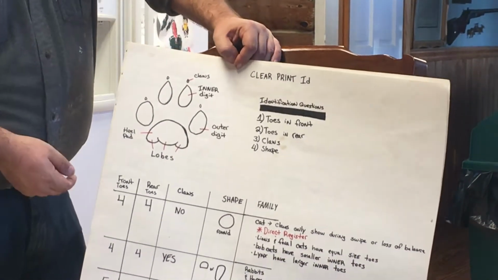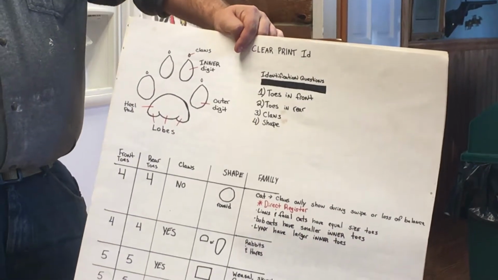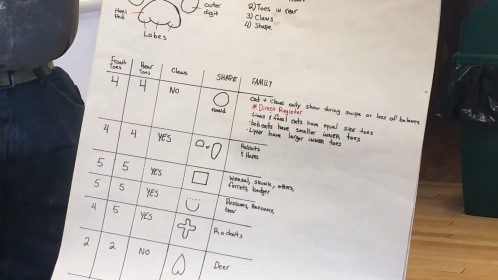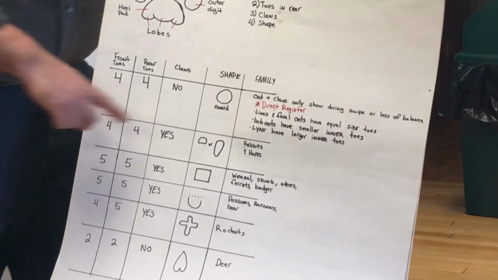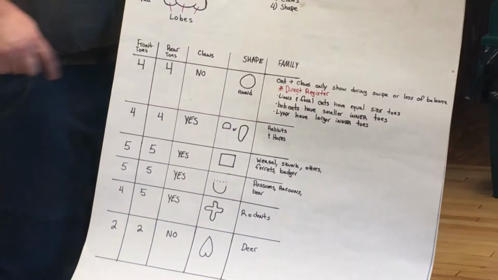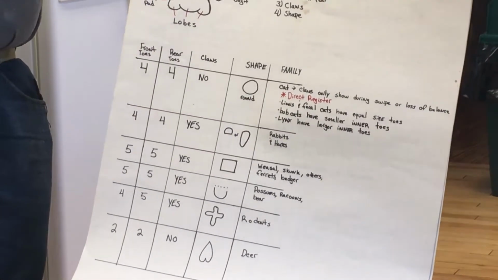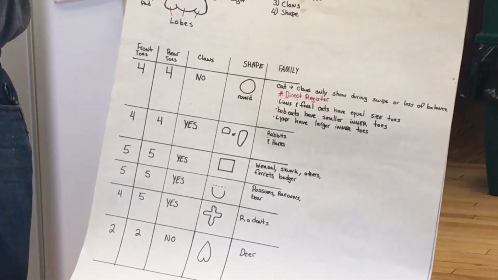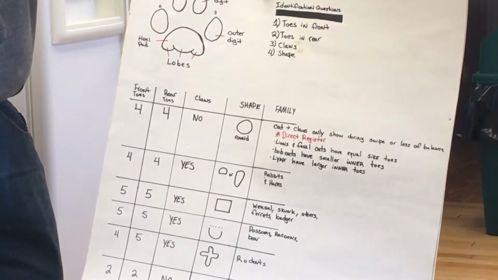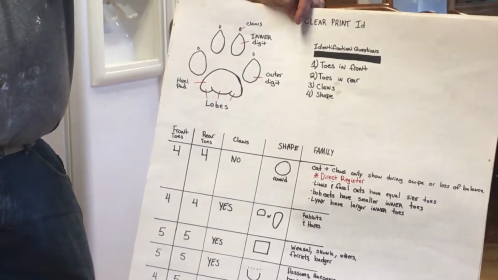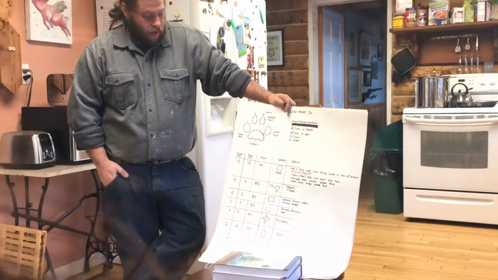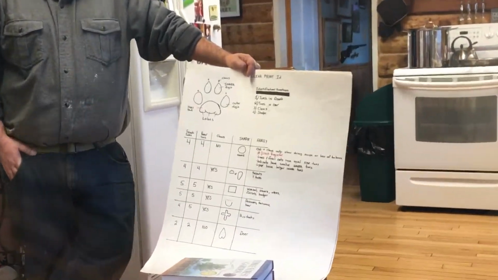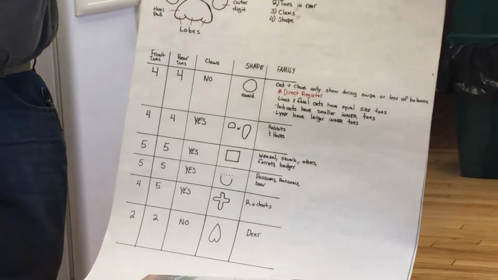So the next one going down: we've got 4 toes in the front present, 4 toes in the rear present. Does it have claws? Yes. And we have this kind of exclamation sign. That's a rabbit or hare family. Our dinner would have that shape if we were tracking. Then 5 toes in the front, 5 toes in the rear, claws present, and a square shape, that's weasels, skunks, otters, ferrets, and badgers.